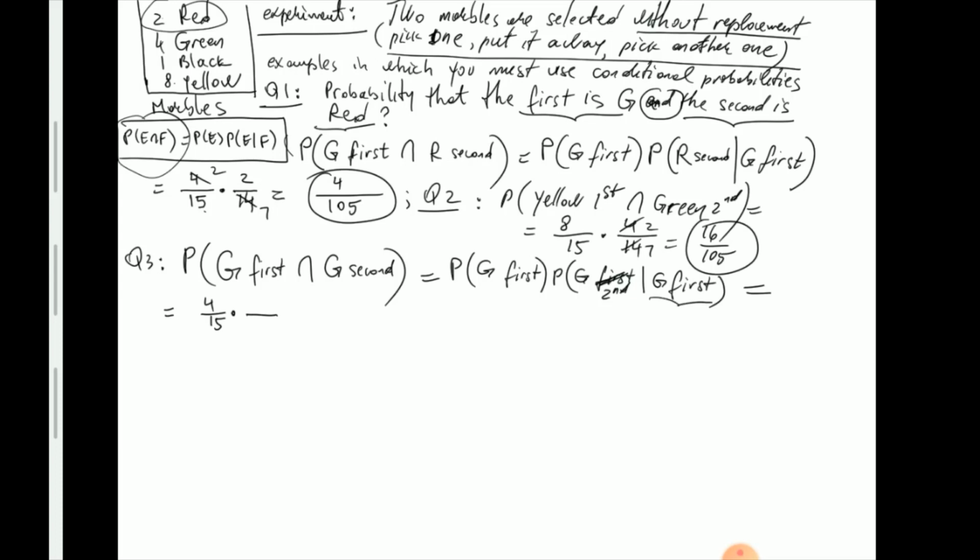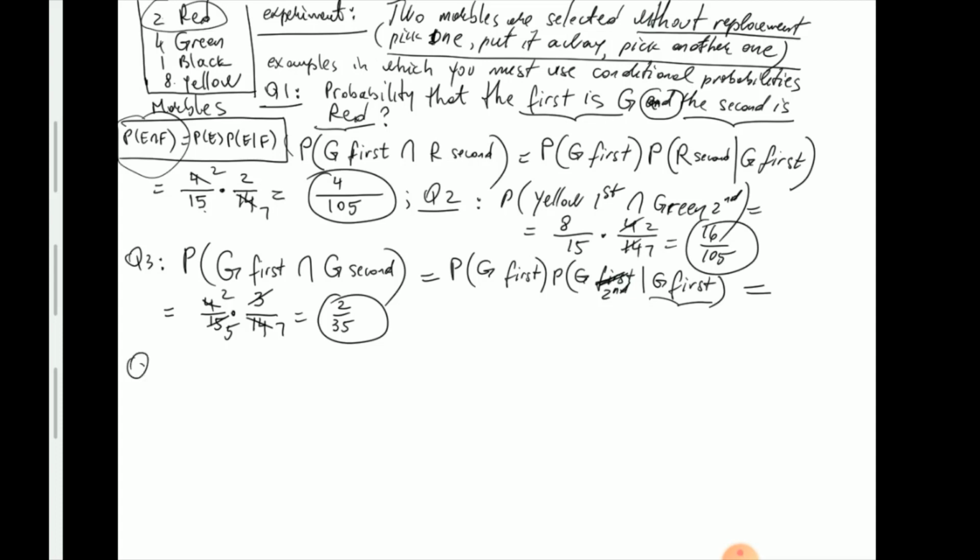If the first one is green, first of all, just like before, there are only 14 marbles remaining in the box. But because we picked the green one, there are only 3 green marbles left. So the second probability in the product will be 3 over 14. And when we simplify this, we can simplify by 2, we can simplify by 3. This will be 2 over 35. So that is the probability of picking green and green in the first and the second attempt, again, without replacement.